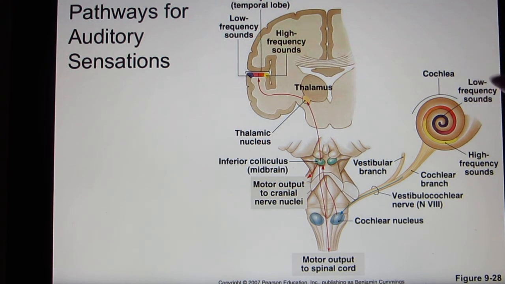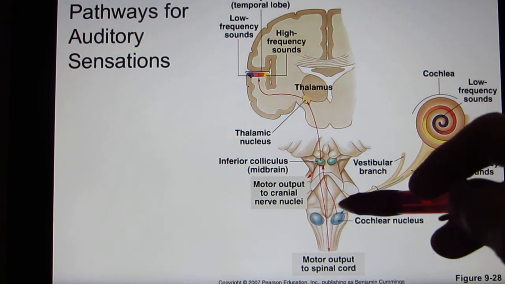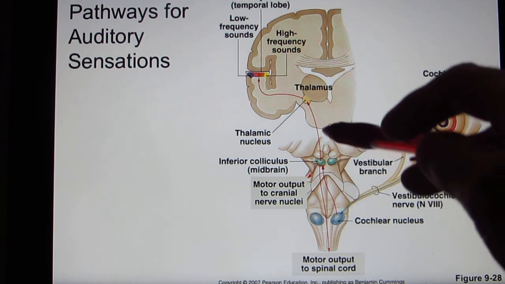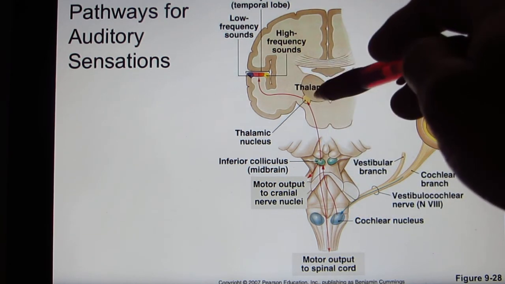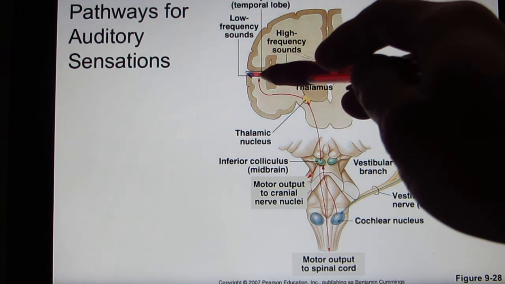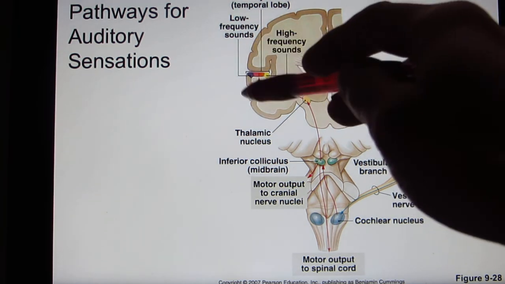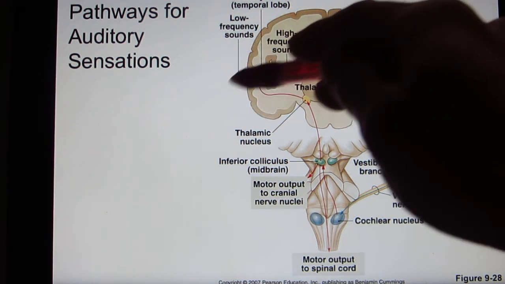Eventually, the auditory signal will go to your brainstem. From the brainstem, it goes to the midbrain, then to the thalamus, and from the thalamus it goes to the auditory cortex in your temporal lobe to be analyzed.